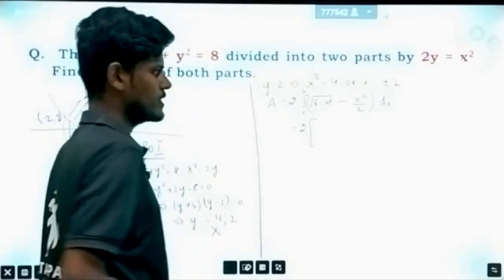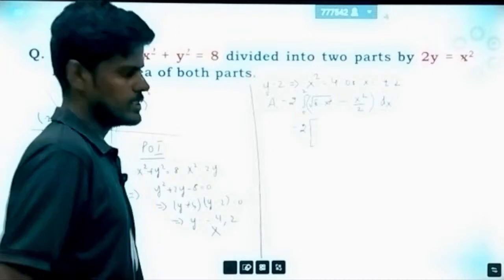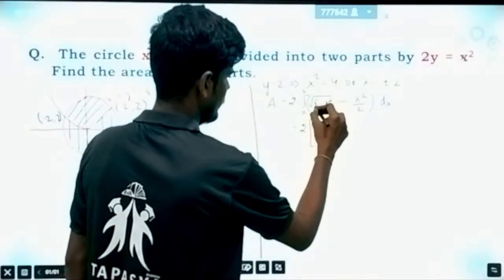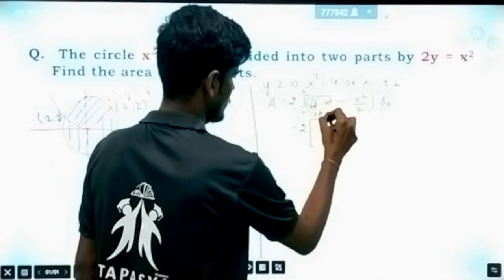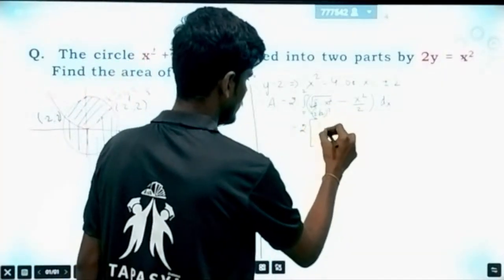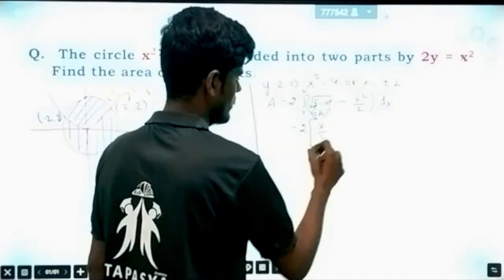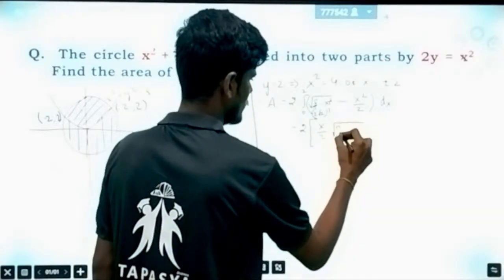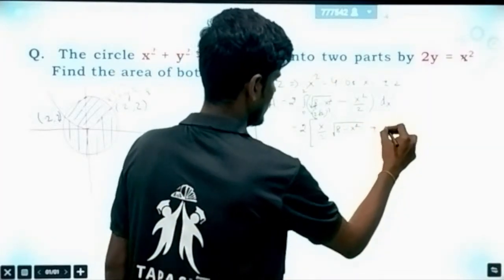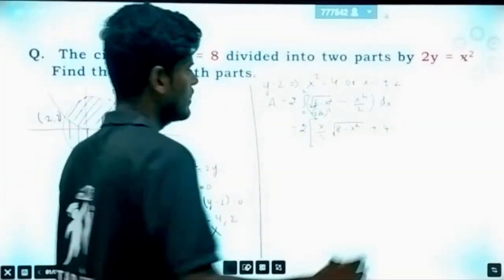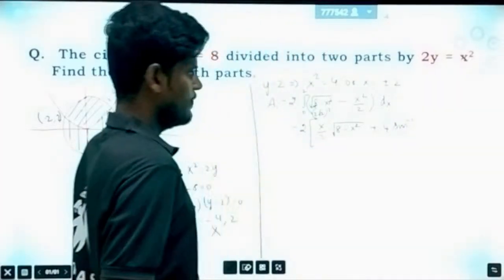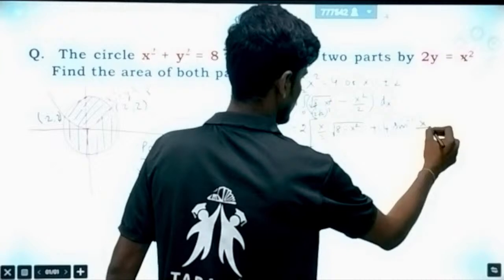This will be equal to 2 times, first, in the form of square root of a square minus x square. Here a is 2 root 2, since a squared is 8. So we'll get x by 2 square root of a square minus x square plus a square by 2, that is 8 by 2, sine inverse of x by a, x by 2 root 2.